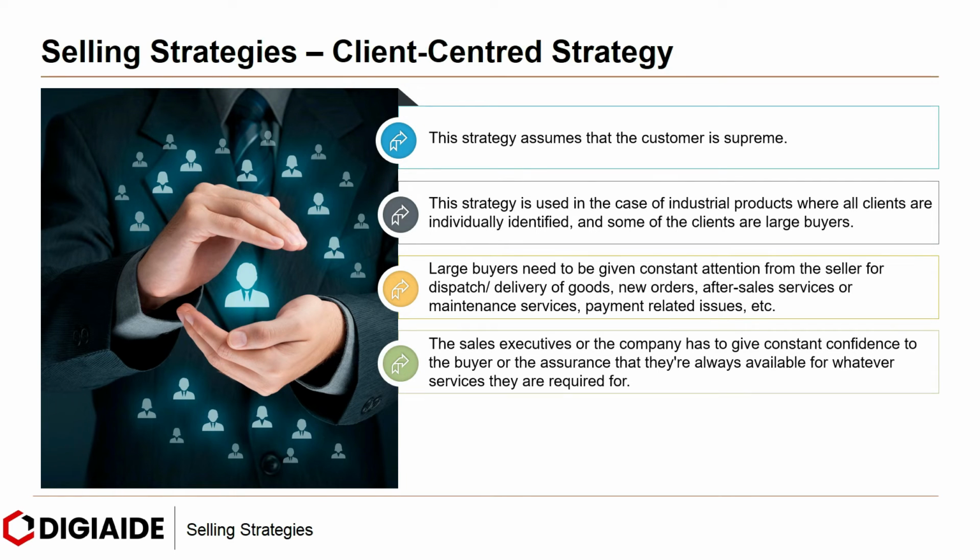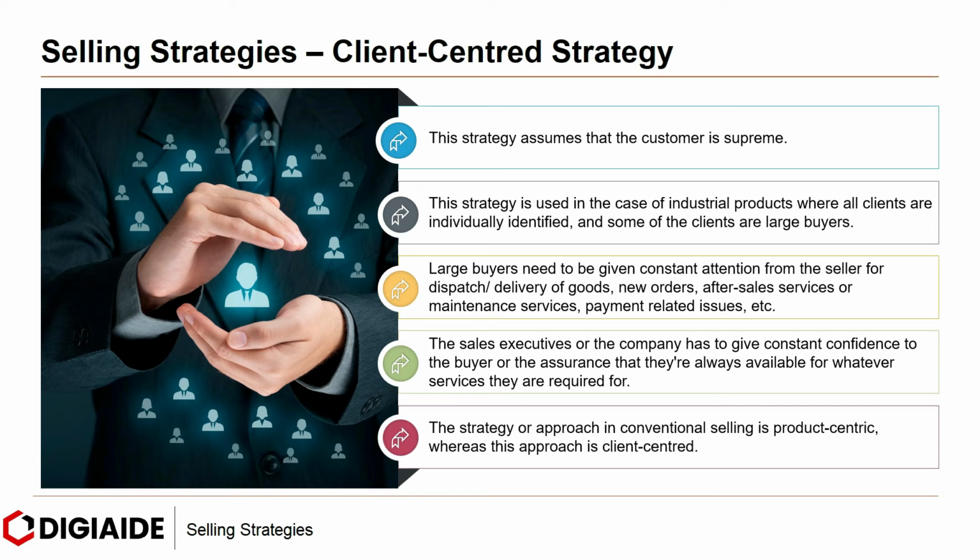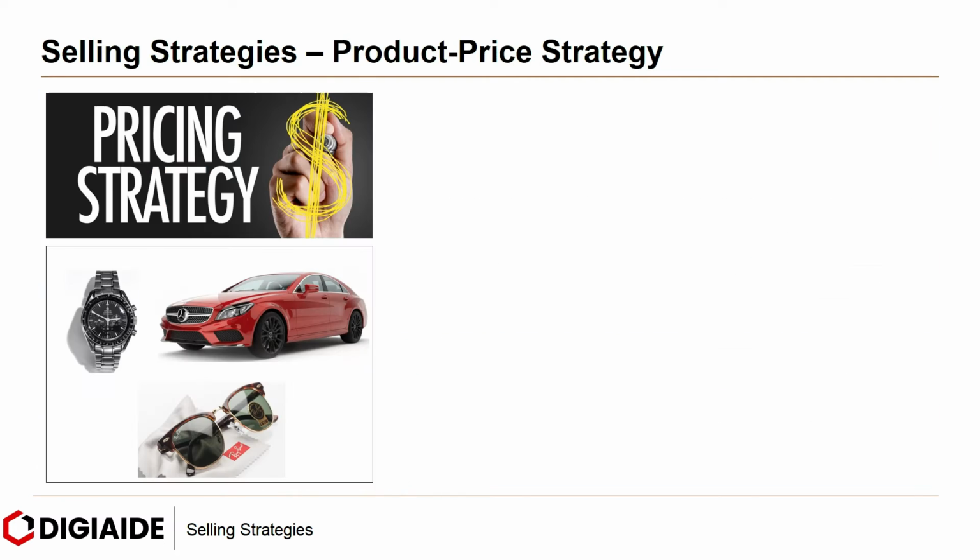The sales executive or the company has to give constant confidence to the buyer, or the assurance that they are always available for whatever services they are required for. The approach in conventional selling is product-centric, whereas this approach is client-centered.